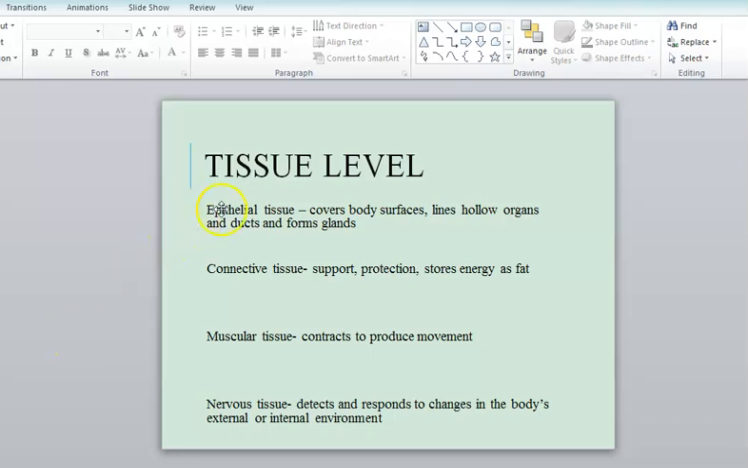Okay, then all the types of tissues combined together, they give rise to the next level of organization, that is the organ level.